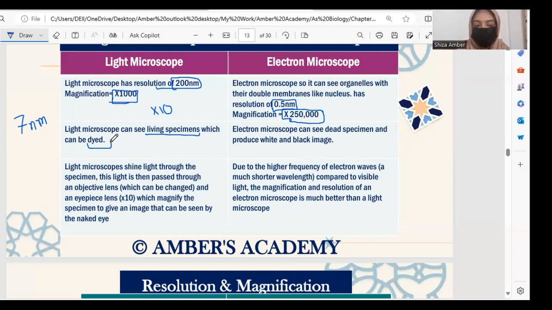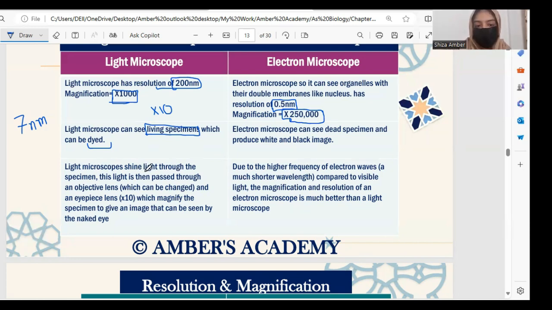Then, one more thing, that if we can see living specimens in light microscope, then we can also see many processes, like we can see the process of mitosis happening, right? But in electron microscope, we cannot view different processes that are occurring within a living cell. So this is also an advantage of light microscope, that we can see processes happening live. But in electron microscope, we cannot see any live process happening in the living cell.